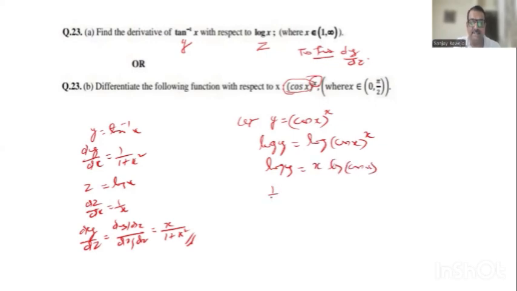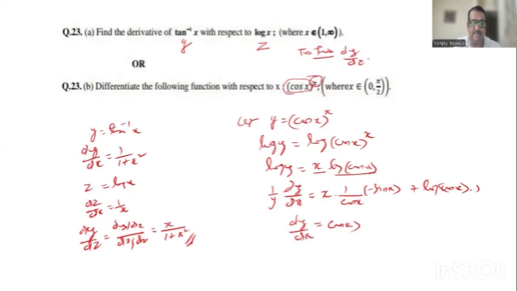Differentiate with respect to x, 1 by y into dy by dx is the derivative of log y. On the right hand side, you will apply product rule. So x as it is, derivative of log cos x is 1 by cos x into minus sin x, plus log cos x into 1. So in this way, you bring y on the right hand side and get the answer of the question. So final answer is (cos x) raised to power x times (log cos x minus x tan x). I hope this question is also clear.